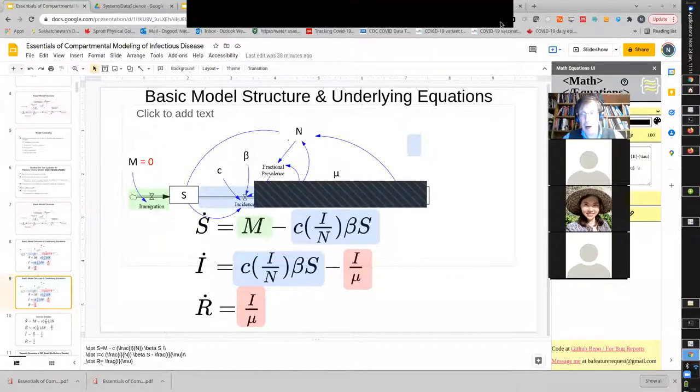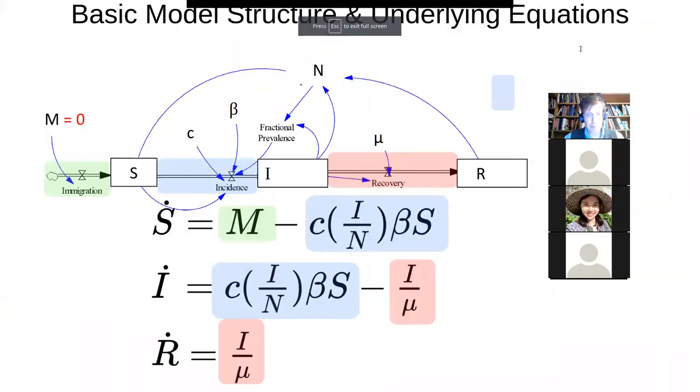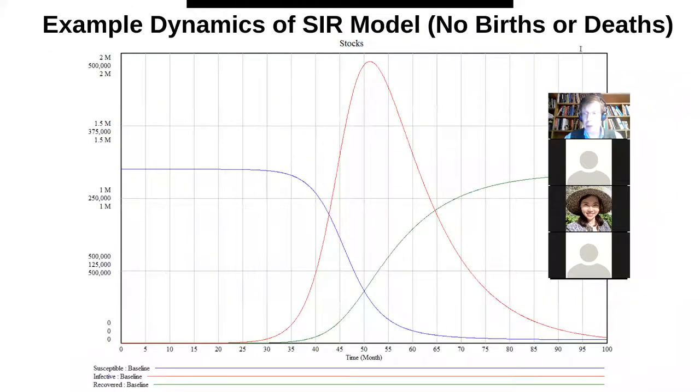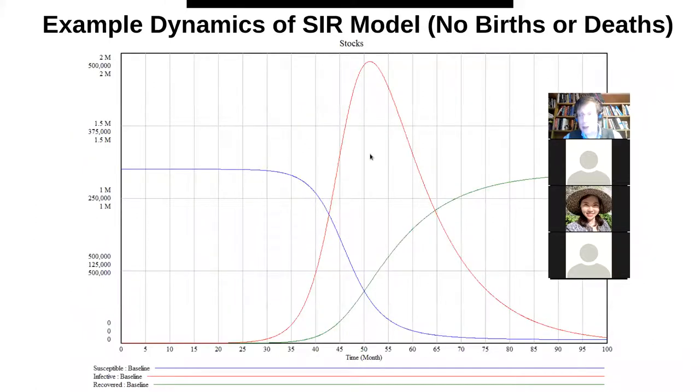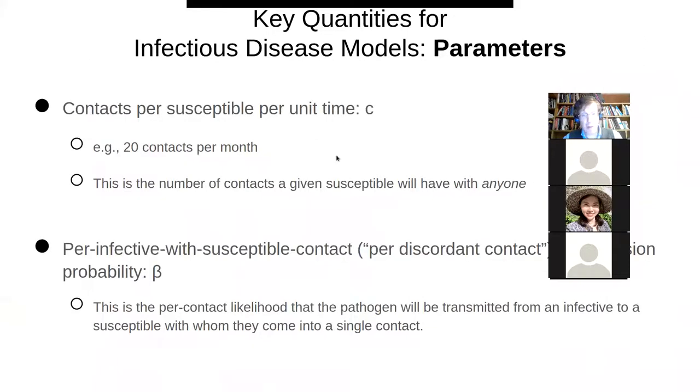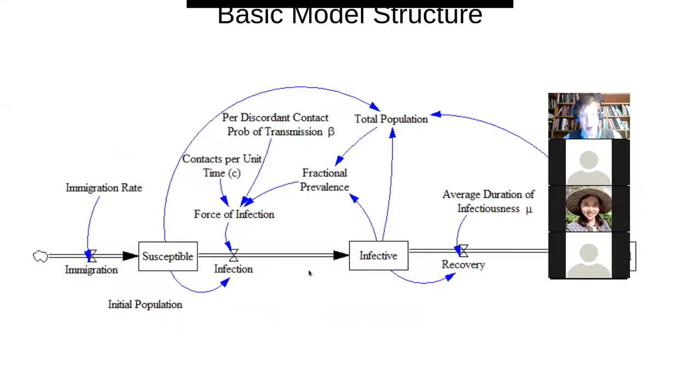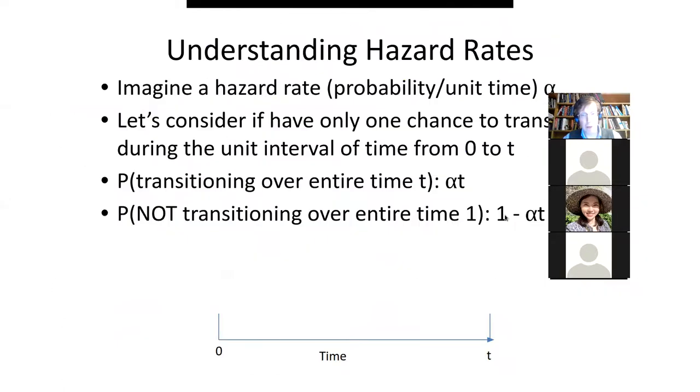Here we go. So last time we had covered the dynamics associated with a closed population, where we have a starting set of susceptibles, which is drawn down by infection spread by an outbreak, and recovereds ramp up, infections rise and then come down. And we noted that the speed and the steepness of that rise, the sharpness of the curve, was governed by a set of parameters, particularly by parameters such as C, the contact rates, beta, the risk of transmission per discordant contact, and the average duration of infectiousness mu.